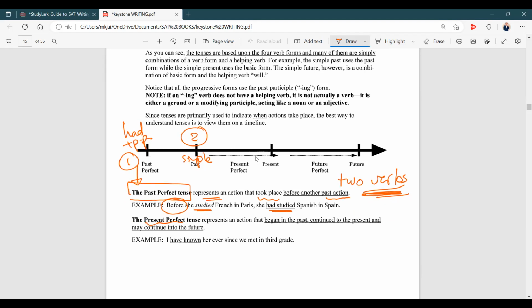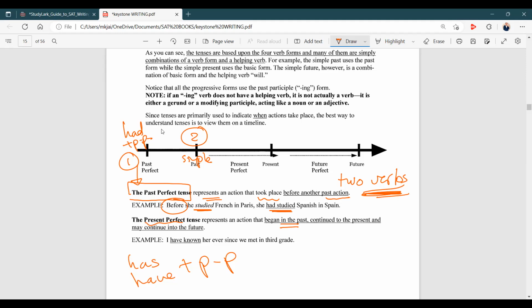Present perfect. See the line? What does it show? I will share it later, don't worry. I'm going to share everything, but just focus. The present perfect tense has the form has or have plus past participle. What's the use of the verb? An action began in the past, continues to the present, and may continue to the future. Till now, I have done and so on.